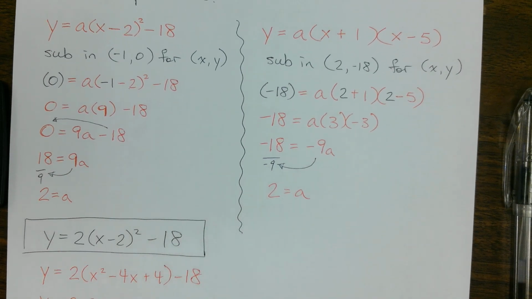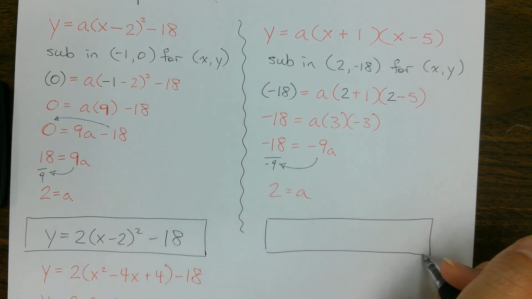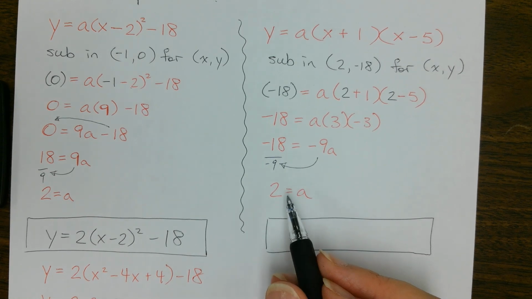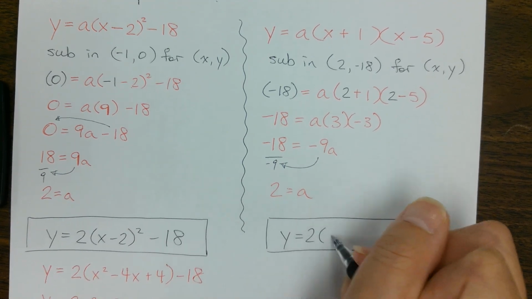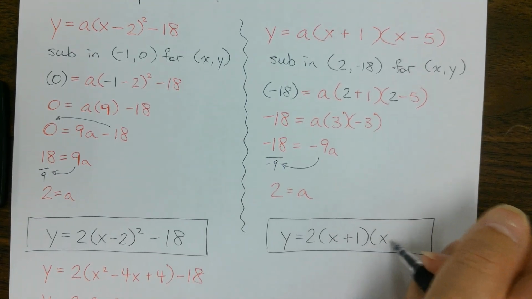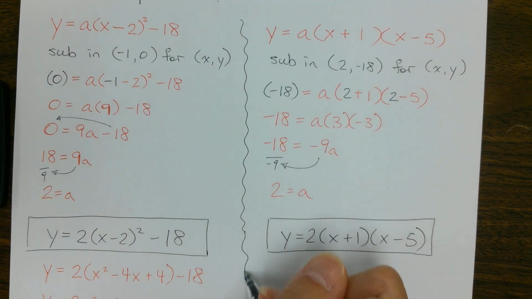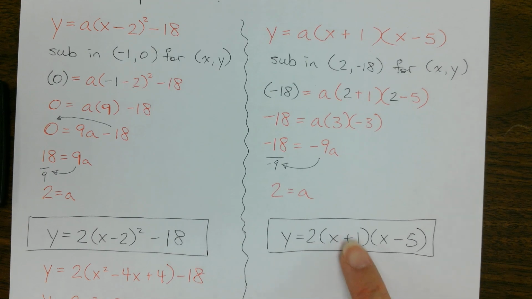Okay. So what's my equation in factored form? Corn, why don't you help me here? So I found out what a is. y equals 2(x plus 1)(x minus 5). Perfect. So that's factored form. Okay, so again, for the sake of the practice, can you expand this out into standard form? Take 30 seconds, expand this out.